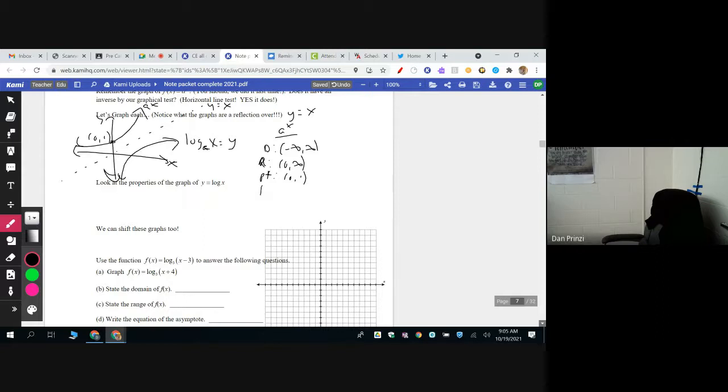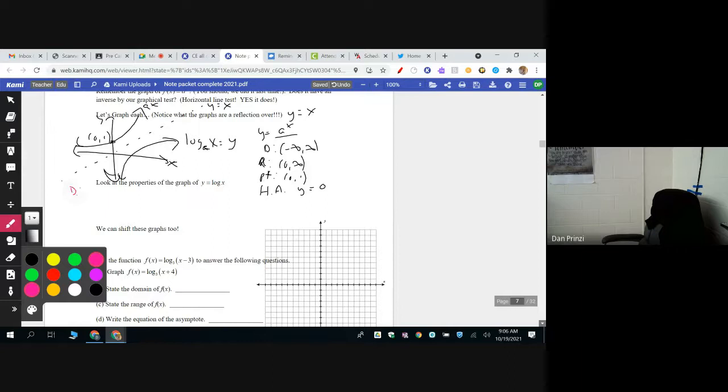And then we got a horizontal asymptote of y equals 0. So this is for the exponential growth one. And we went over these, for you guys it would have been on Friday, correct? Okay. Now, for the log graph, here's what we got.